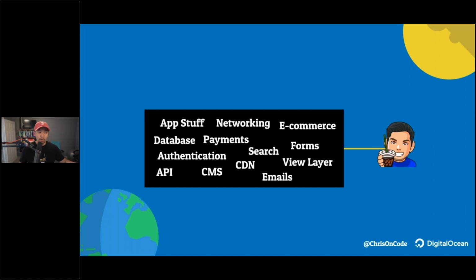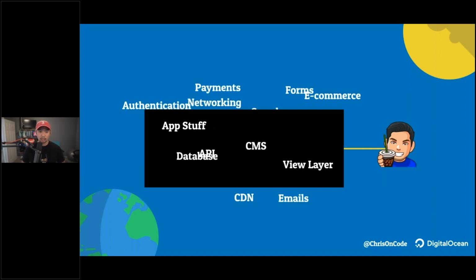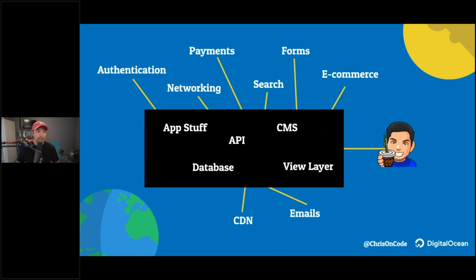And if we're trying to build a company in 2020, a lot of this stuff can be pulled out and given to an outsourced company, like right here, right? Authentication, networking, payment, search forms, e-commerce, email, CDN, all of that stuff can be outsourced right now. There's a lot of companies, and we'll talk about a few of those companies that you can go grab stuff from. But now look at the stuff that we have to focus on.